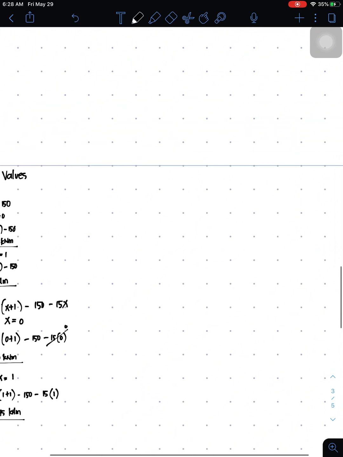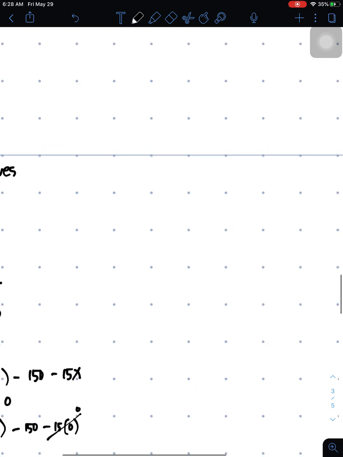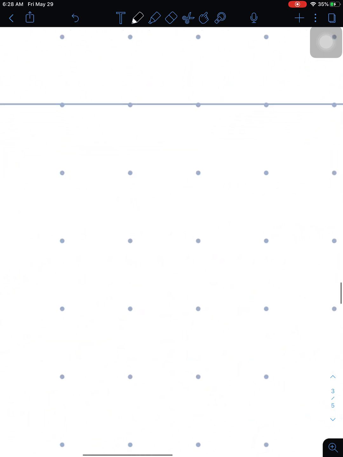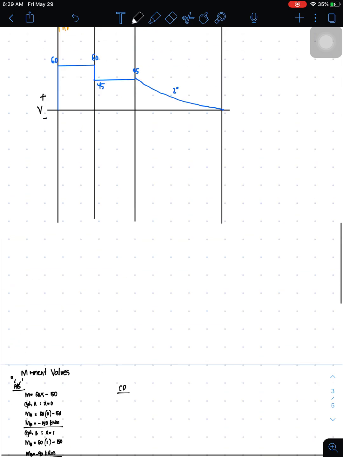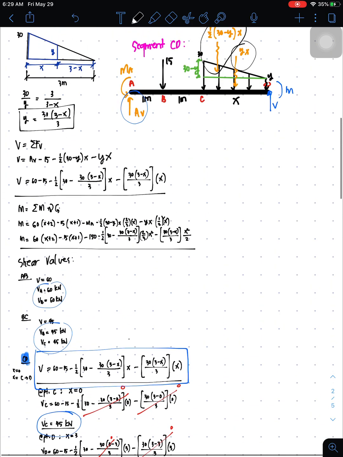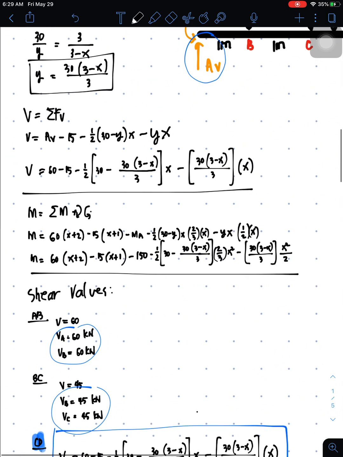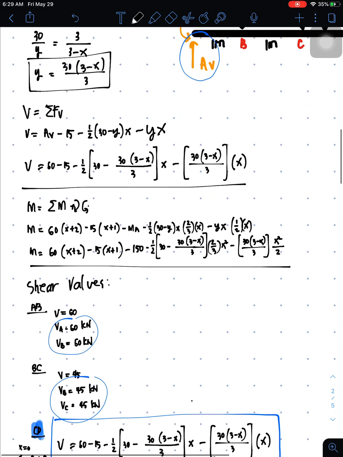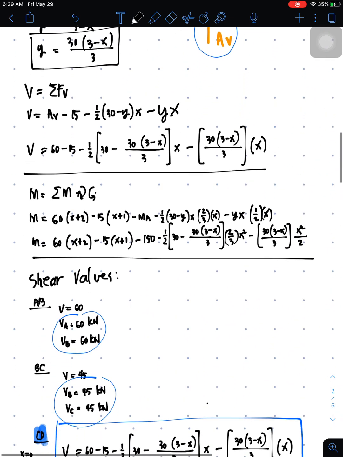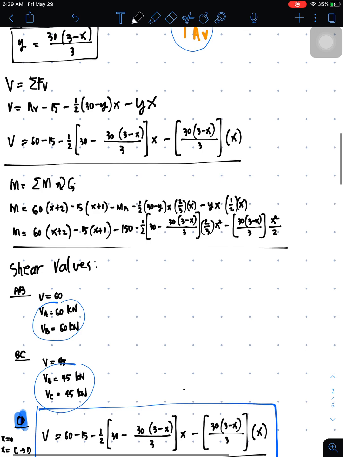Next, for segment CD. So, segment CD. Kopyahon na lang ako ang equation. Segment CD, this is the moment equation. Where's the moment equation? Here. Tara. So, I'll copy this one.